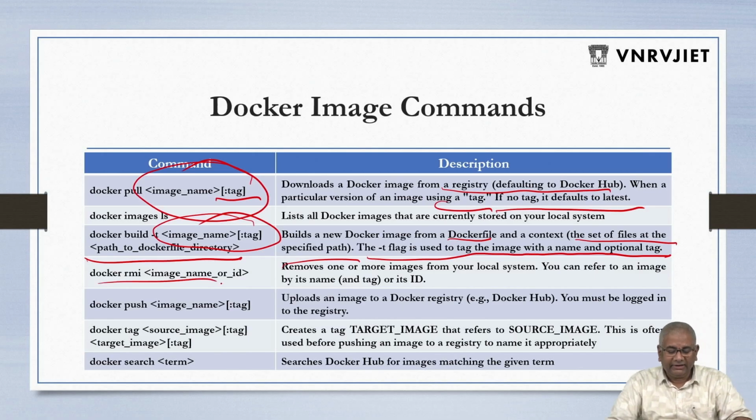Docker rmi removes one or more images from your local system. You can refer to an image by its name or by its ID. Every image will have an ID. We can add it or we can remove it by using rmi.